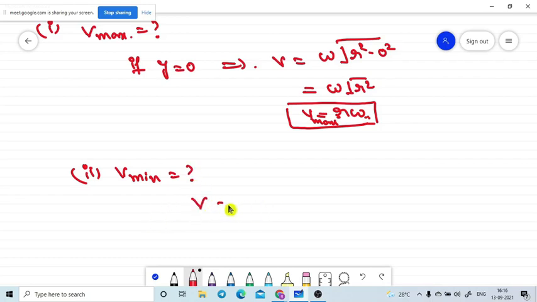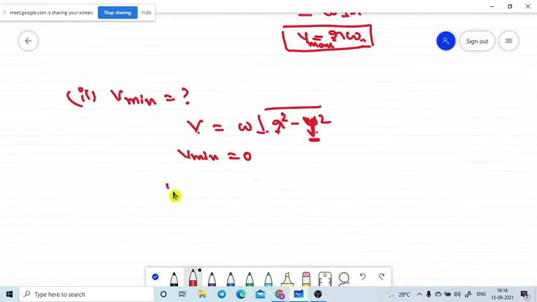Velocity V is equal to omega into square root of R square minus y square. The minimum value is nothing but 0 only, zero velocity. Where will it become 0? When y is equal to R, then R square minus R square will be 0, and then the V value will be 0.